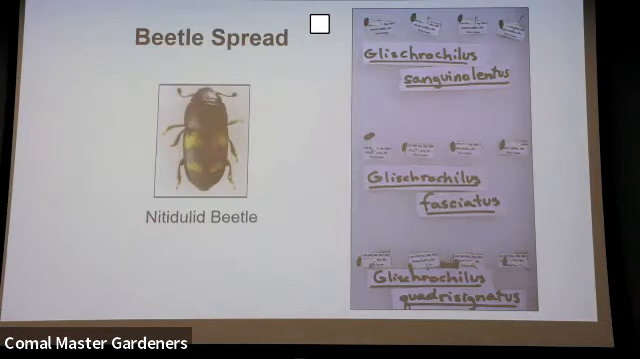This is what the beetle looks like. To get a sense of the size, because they are not this big, there's the head of a pin right there. So these are really tiny little beetles. They are called nitidulid beetles. That's the common name for them. Another common name is picnic beetles.